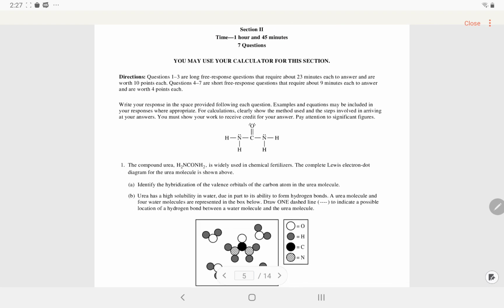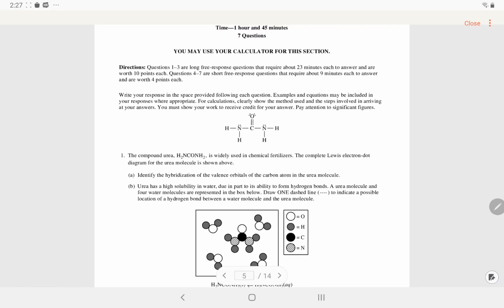Okay. So let's see. What do they say here? They say, write your response in the space provided following each question. Examples and equations may be included in your responses where appropriate. For calculations, clearly show the method used and the steps involved in arriving at your answer. So they do want to see your work. They need to see your work in order to give you full credit for your answer. The more information you can give them, the better.